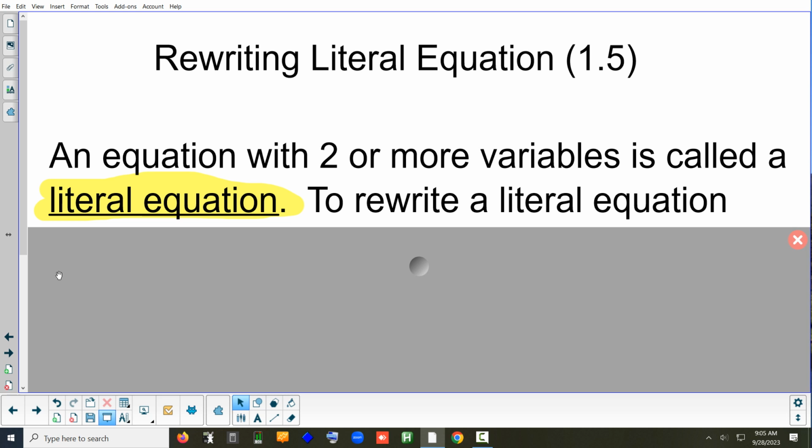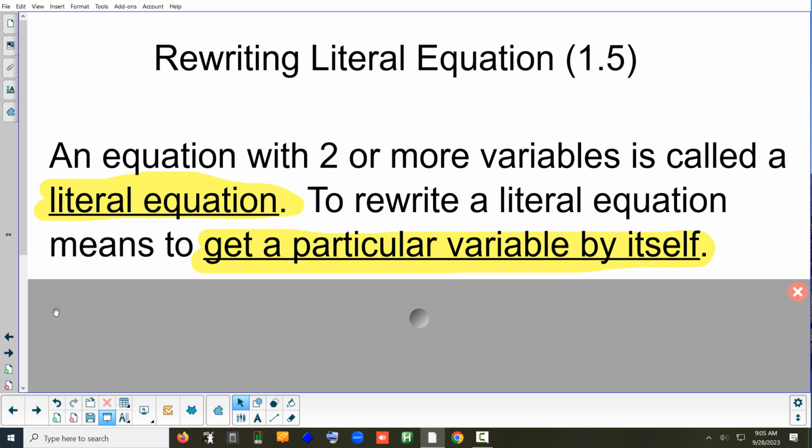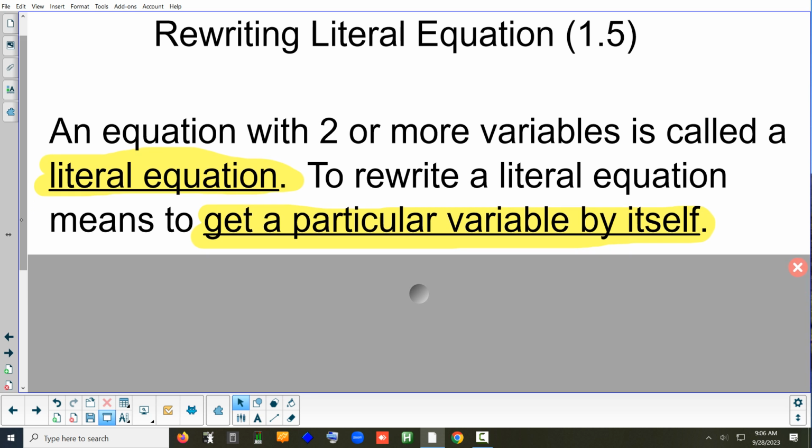And what we're going to practice doing is rewriting a literal equation. And what that means is basically taking the formula that you have and rearranging it to get a letter by itself. Okay, and I'll show you guys a real simple example, and then we'll do example 1 on the guided notes. So you guys just have to write the two things that are highlighted in yellow.